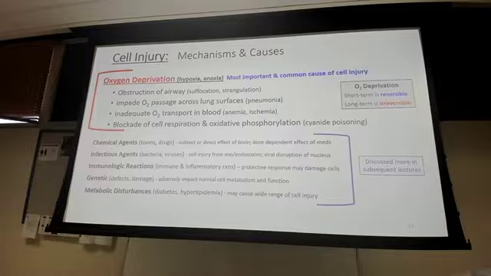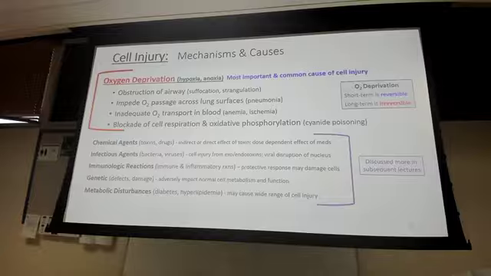If we have anemia, so we don't have enough red blood cells, or if we have ischemia, which just means we have reduced blood flow, again, maybe we have enough oxygen, but we don't have enough transporters to get that oxygen to where it needs to go, or maybe there's some type of blockage that won't allow that oxygen to get where it needs to go. And then we talked about cyanide poisoning already.